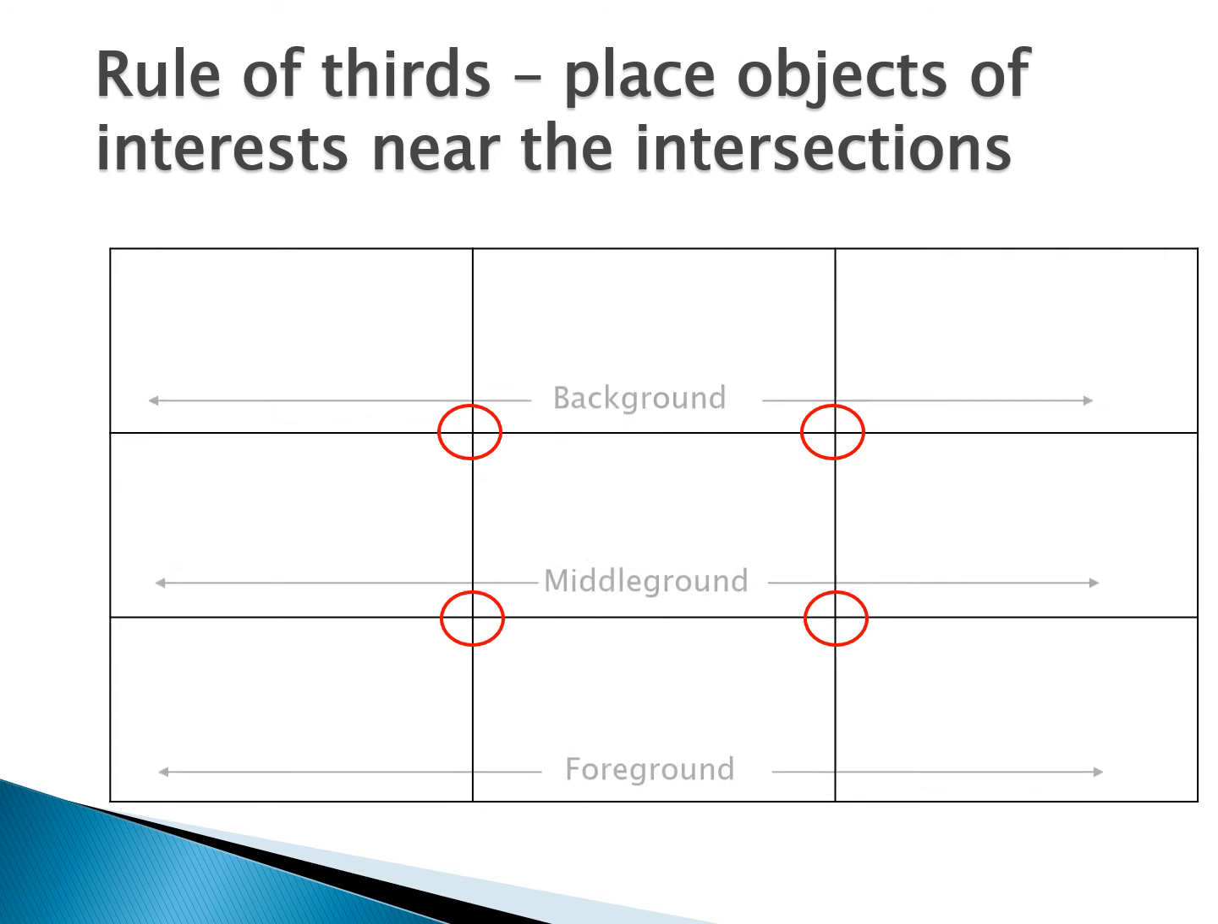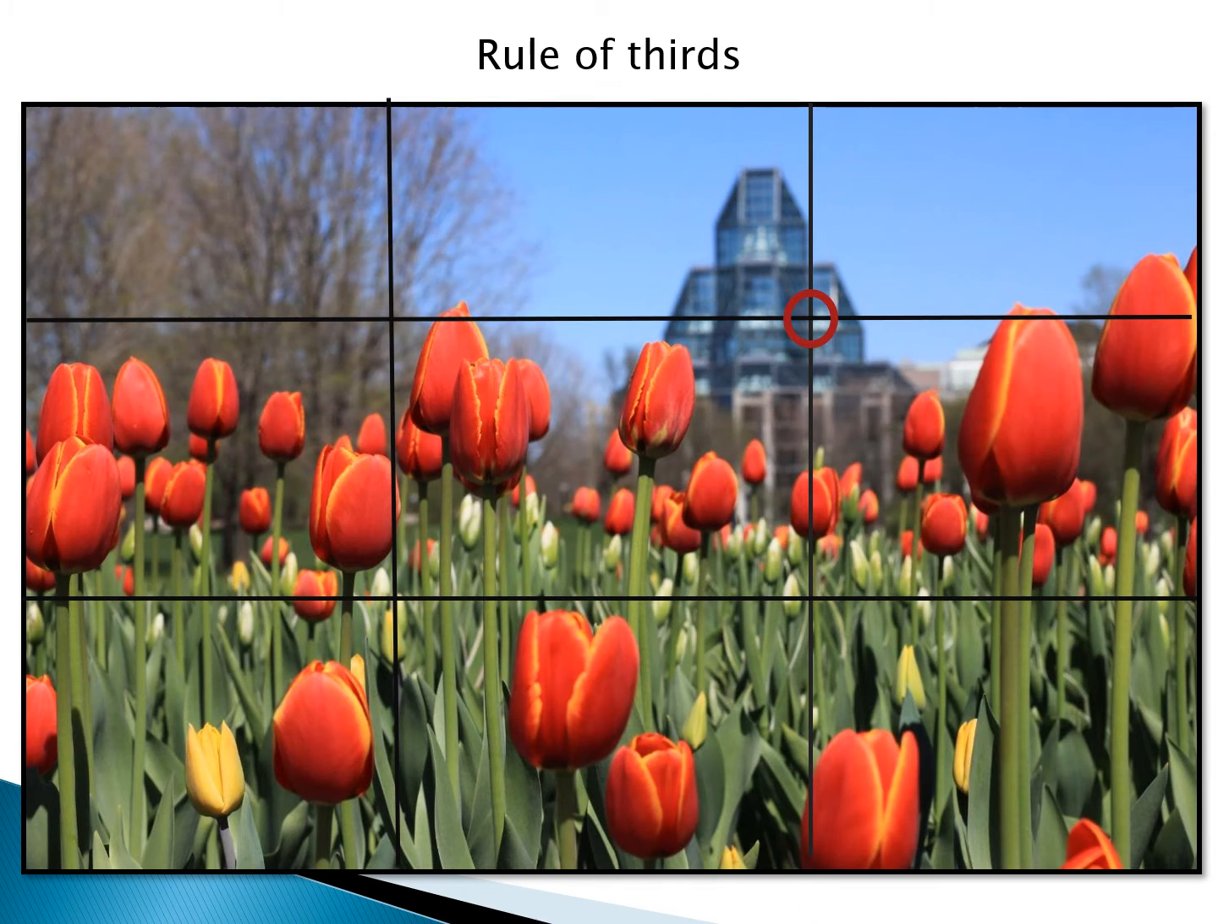and at the 4 intersection points is where you should put objects of interest. So for instance, here we did not center the building because it's not the main interest of the photo, and it looks better to be slightly off center. So as a rule, don't center things, but there are exceptions.